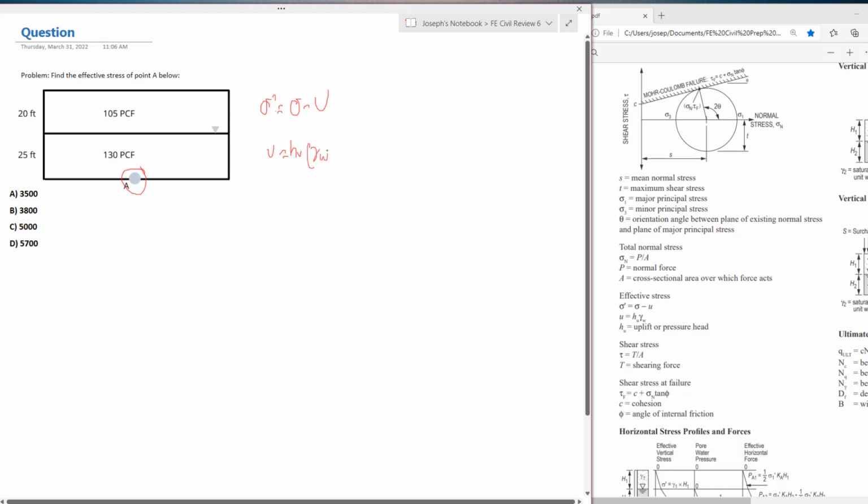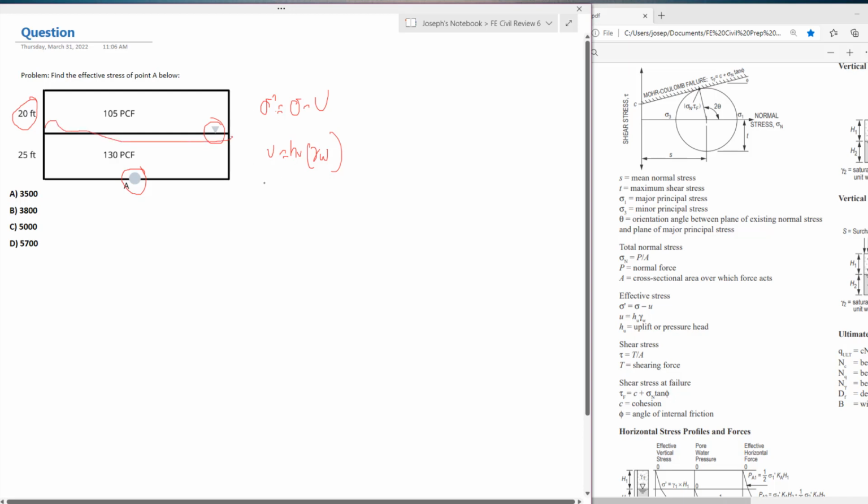So it's important in this problem that we're not just going to have to multiply and then sum the height of this soil layer times that, and then the height of this soil layer times that. That's not going to be the entire problem because we have the water table here. It's located 20 feet down. So we also have to factor in that uplift pressure here.